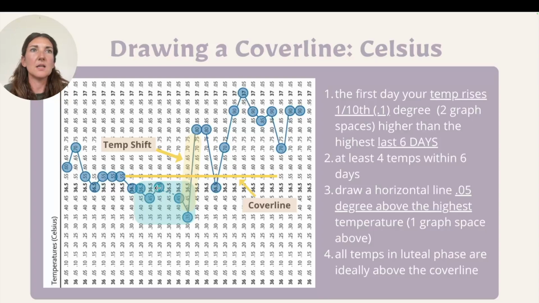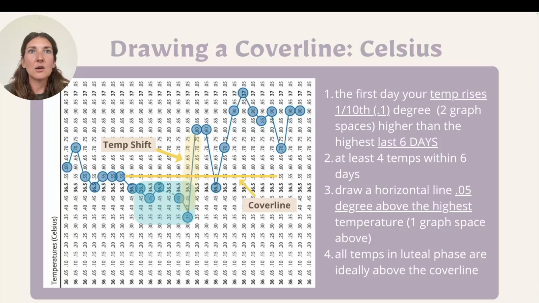So you can see here, this person has 1, 2, 3, 4, 5 temps. So we can draw an accurate cover line. 36.5 is the highest within that range. So we're going to draw the cover line on 36.55. And you'll see this is an interesting chart because we have a fall back temperature.